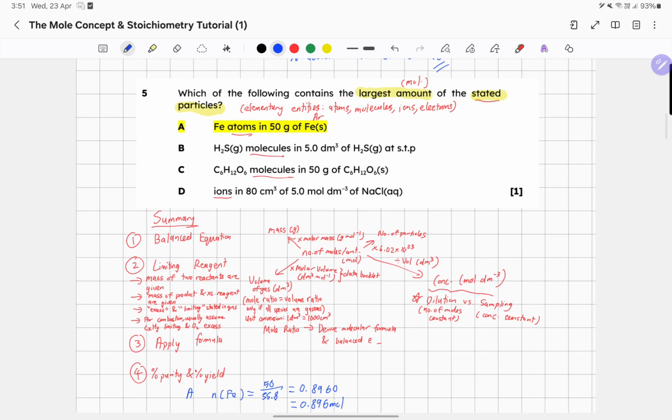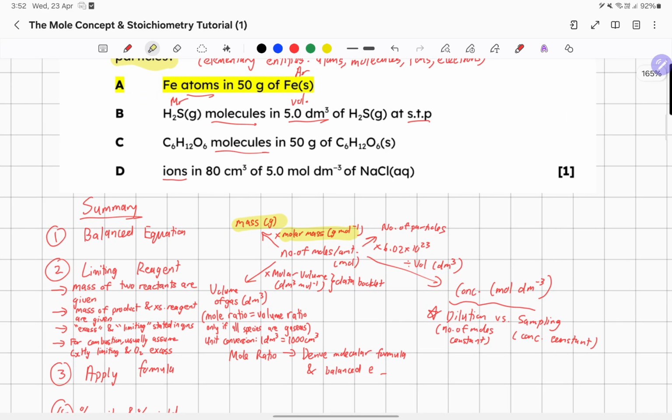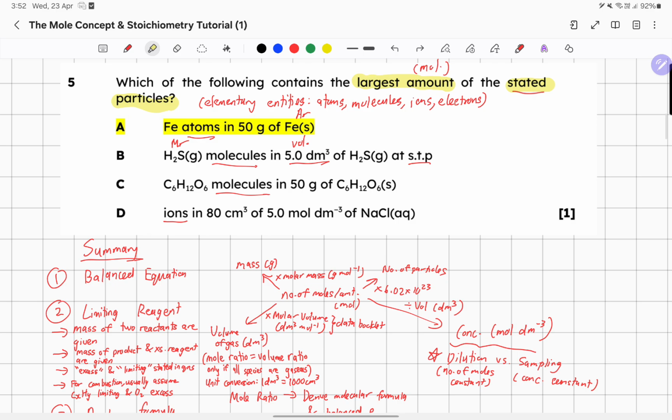Okay, and part B, right? The molecules, H2S molecules in 5 dm cube of H2S gas at STP. Okay, so you're given the volume over here. You can find the Mr, but the Mr is not really very useful when you're given the volume, because you can only use Mr if you have the mass, as you can see over here in this flowchart. Okay, mass and then molar mass. Molar mass is only useful if you are given the mass. So that's why if you are thinking how to incorporate the molar mass, you are not able to do so because you're only given the volume.